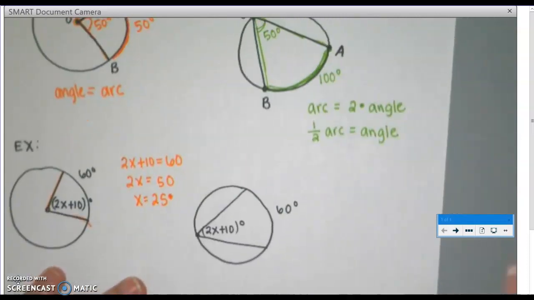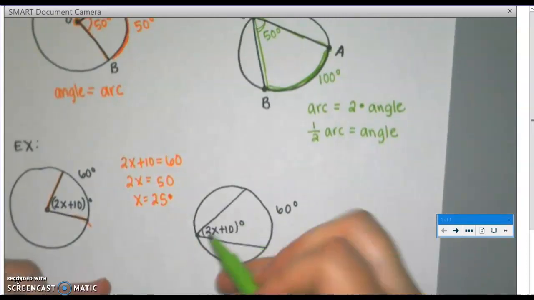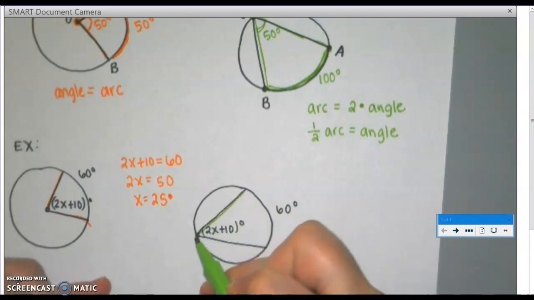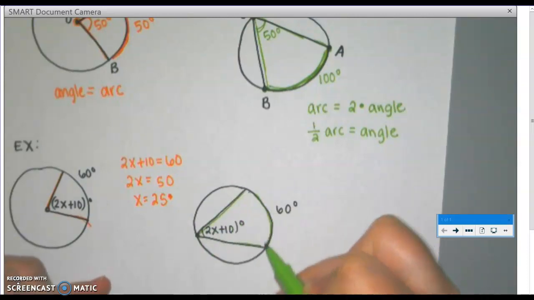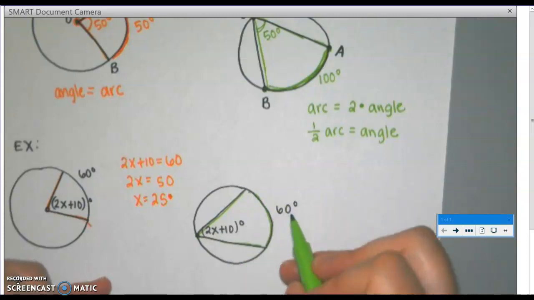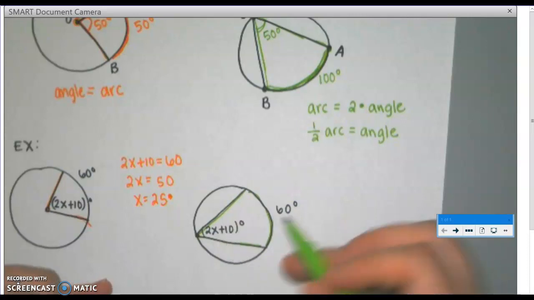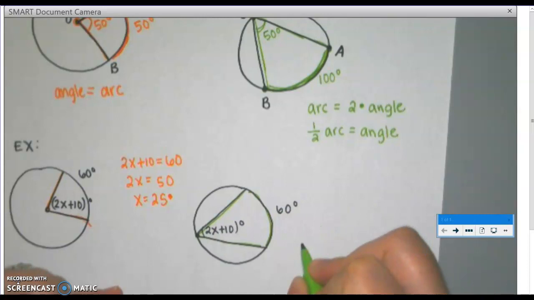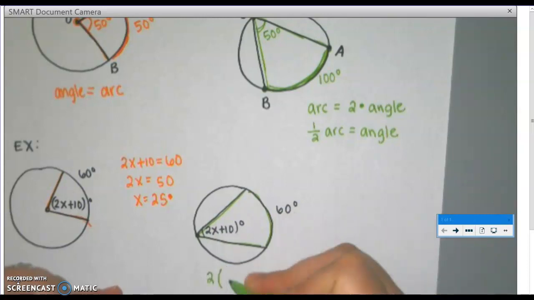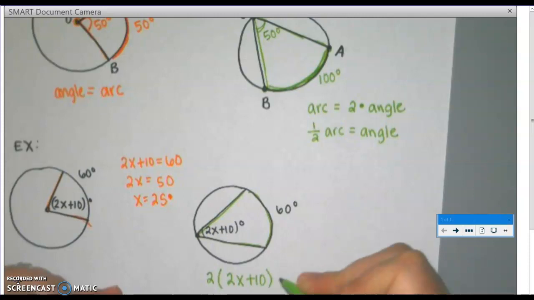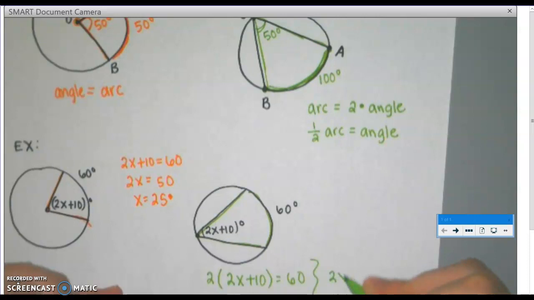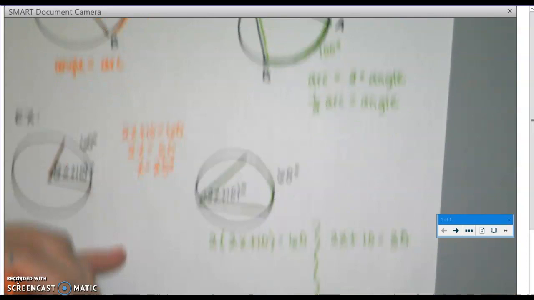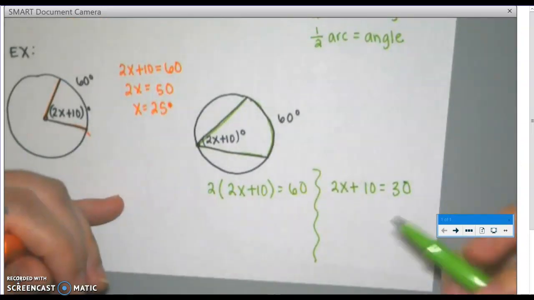In the second example, these are inscribed. So I know that in this case, 2x plus 10 does not equal 60. I either need to cut the arc in half or I need to double the angle. Whichever one, it doesn't matter. So both of these are going to come out to be the same. So either we need to double the angle or we need to split the arc in half. Those are your two choices.